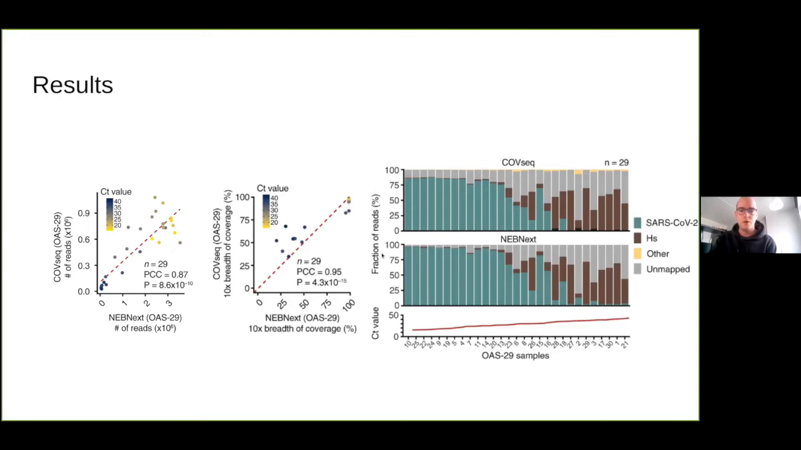Then we wanted to see if all these reads we obtain only align to the SARS-CoV-2 genome or also, for instance, to human. And we saw that here on the right are the samples with a relatively high CT value, so very little input RNA. We see that there's actually a high percentage of the reads not aligning to SARS-CoV-2 at all, but aligning to the human genome. This will be important a little bit later on when I talk about the data sharing.